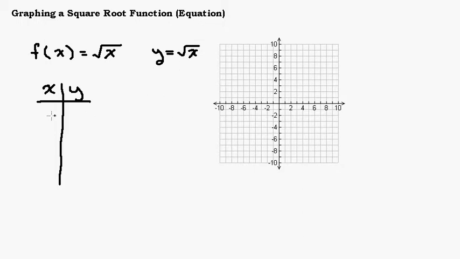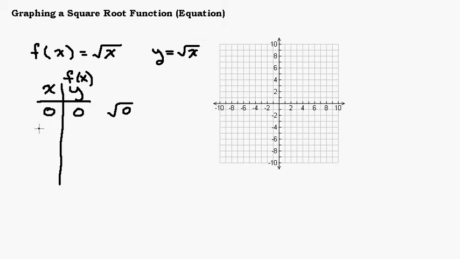So let's put 0 in for x. Alright, so to figure out y, or f of x, which is the same as y, all we're going to do is plug 0 in for x, so basically we have the square root of 0, which is 0.